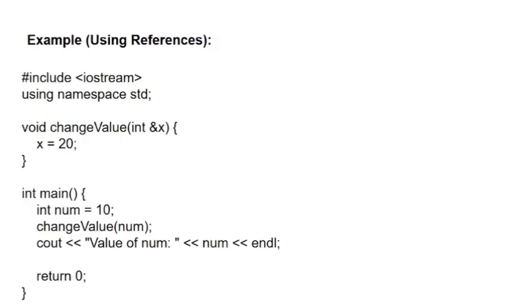This is a basic example of call by reference. It's the same as the previous code, but the difference is that we pass this num variable, which is 10, into this function, and now we use this ampersand sign that holds the address of this variable. The variable is num, so it is holding the address of this num variable, and on that address, the value gets changed to 20.